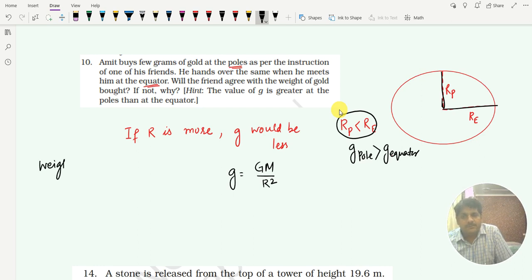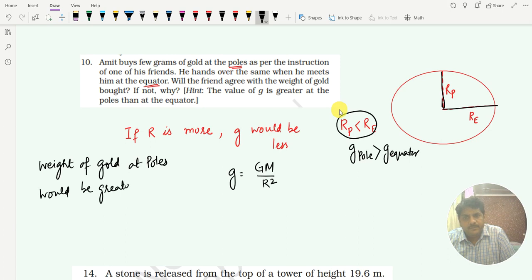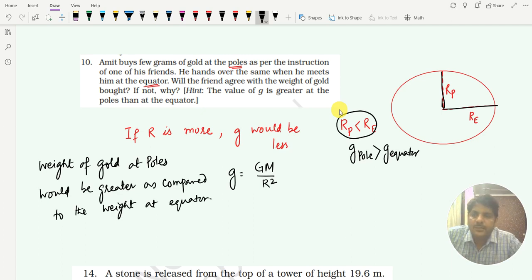Weight of the body, weight of gold. Here we have taken gold, so let us talk about gold here. Weight of gold at poles would be greater as compared to the weight at equator. So now let us come back to the question.